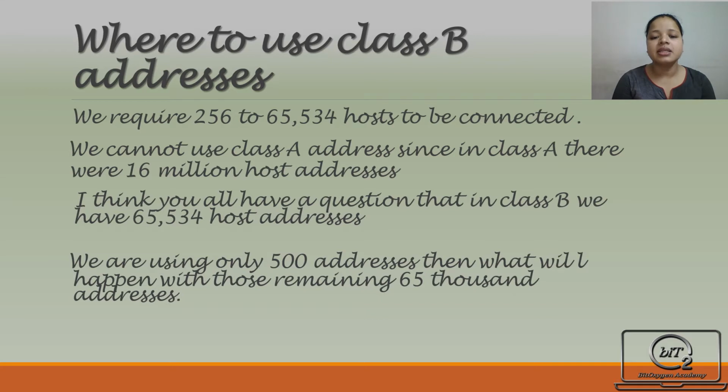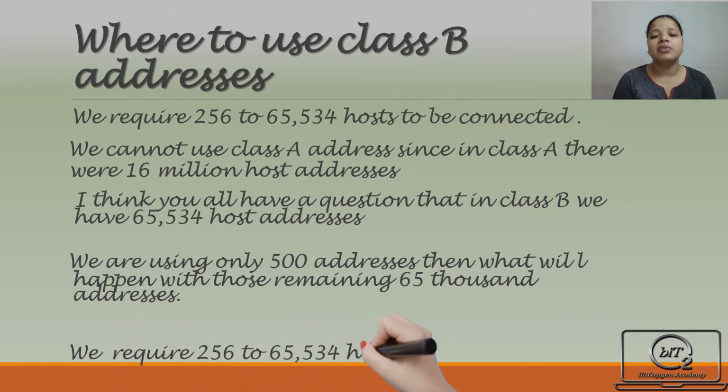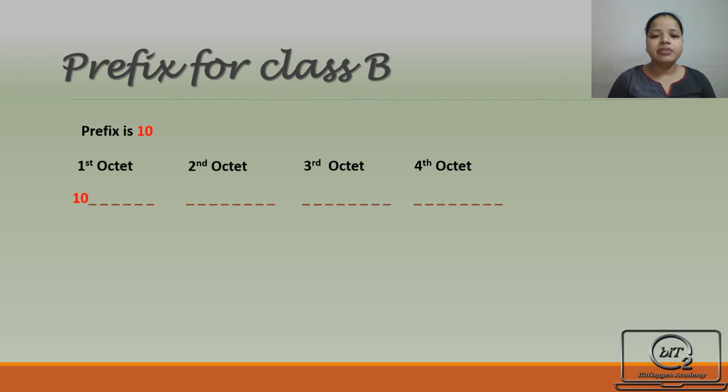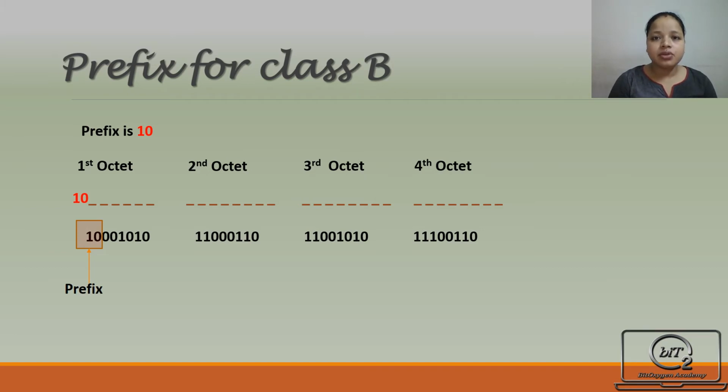Here we are discussing Class B addresses. So Class B addresses are used where we require only 256 to 65,534 hosts to be connected. What is the prefix for Class B? The prefix for Class B is 10. This specifies that whenever you see an address which has 10 in the starting 2 bits of the first octet, you can identify it as a Class B address.